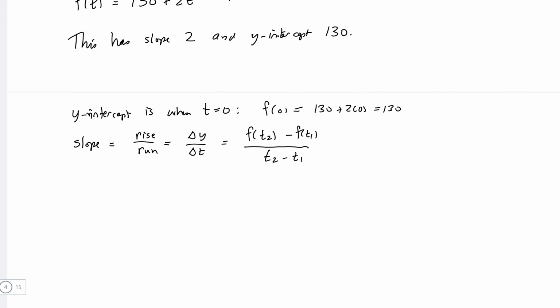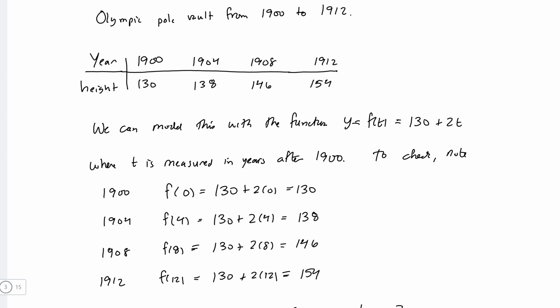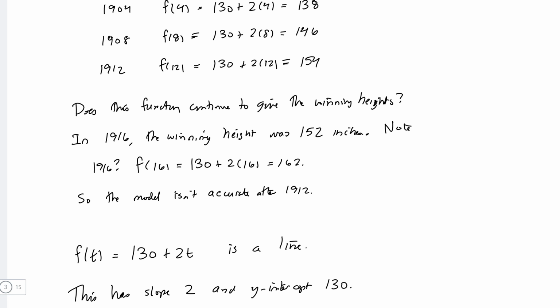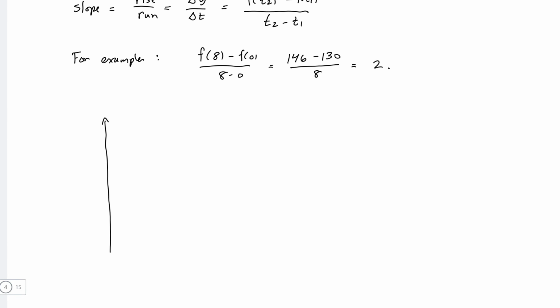And so we can check this for any particular point. So for example, if I look at f of 8 minus f of 0 over 8 minus 0, this is 146 minus 130 over 8, and this is 2. And you can check any other 2 points that you picked from our table up here, and you looked at the change in the heights divided by the change in the years, you would get 2 for all of those. Now in terms of the graph, what are these things telling us?